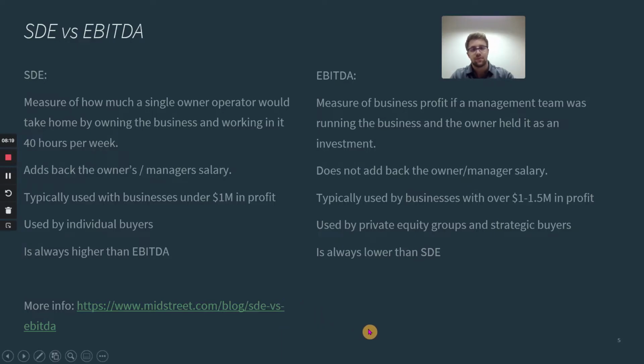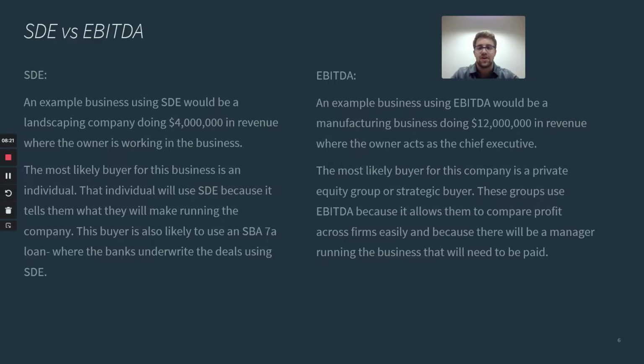So moving on, we have one more quick example. It's kind of the same thing. An example of a company for SDE would be a landscaping business doing $4 million in revenue, where the owner is in the business. Most likely the buyer is an individual using the SBA 7(a) loan program, which we'll talk about in later videos. Those banks, following the SOPs, the standard operating procedures of the SBA loan program, are required to use SDE. So that's what you're going to see for that business.